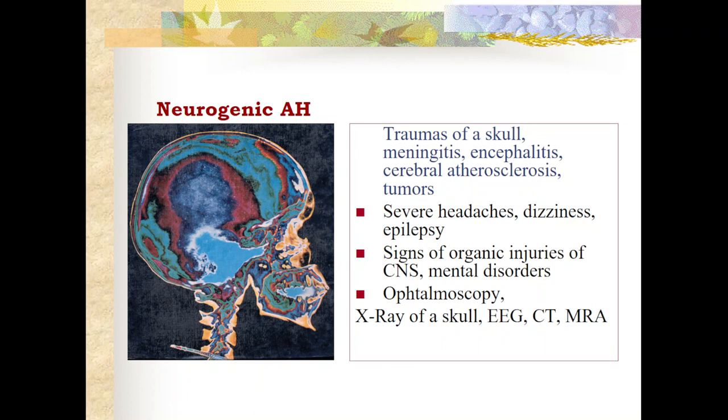Neurogenic arterial hypertension is associated with traumas, meningitis, encephalitis, arachnoiditis, cerebral atherosclerosis, and tumor of the brain. The clinical signs and manifestations are characterized by severe headache, dizziness, epilepsy attacks, signs of organic injuries of the CNS, and mental disorders. Ophthalmoscopy helps us for verification of diagnosis, and instrumental methods such as X-ray, CT, electroencephalography, MRA.